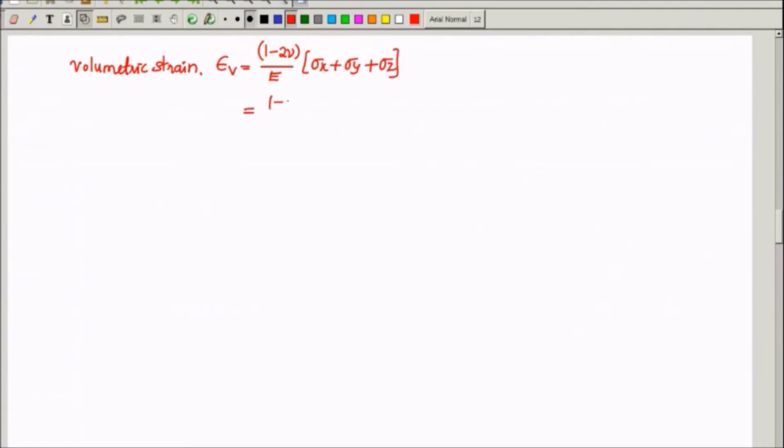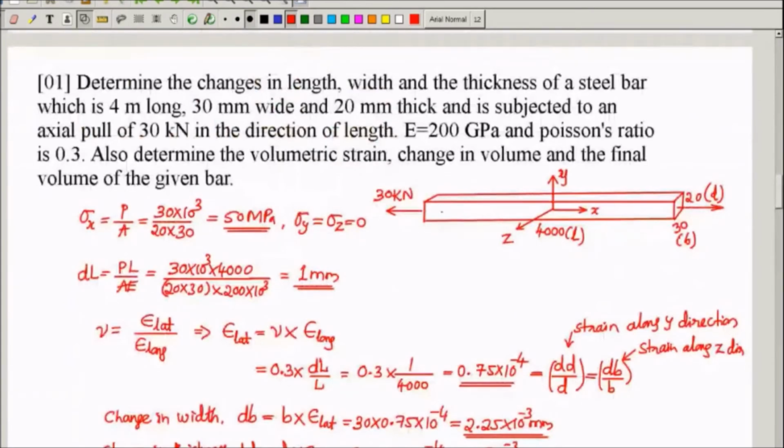Substitute 1 minus 2 into 0.3, that is nu, divided by E. E is 200 into 10 power 3, into sigma x is 50, but sigma y and sigma z are 0. When you calculate, you will get 1 into 10 power minus 4. This is the volumetric strain. This is nothing but change in volume divided by original volume. What is the original volume of this block? The volume of this block is nothing but L into B into D.